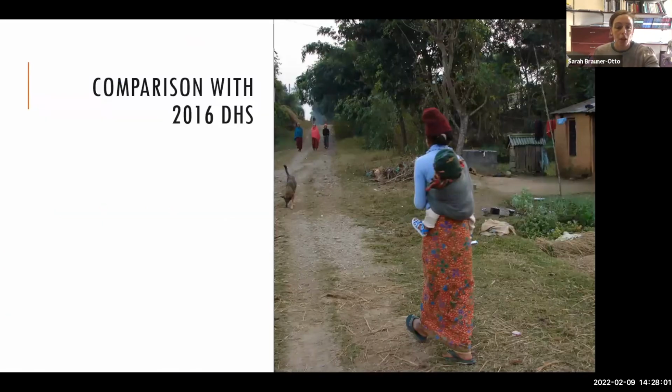Okay, so that's what we found with these data, but one might wonder how good of a job we did with this data collection. Of course, we can't test whether this is correct. We assume it's correct, but we can see how well it matches up with other data collections that have been done in Nepal. And so the first comparison that I did is with the 2016 Nepal DHS.